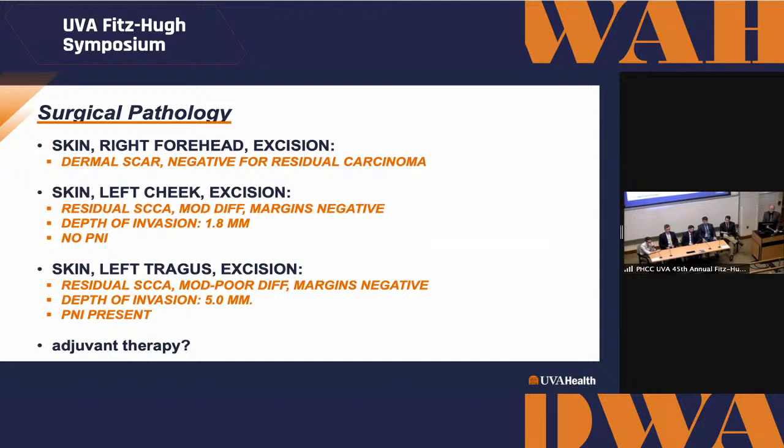Here's what we ended up with from our pathologist. The right forehead lesion was just scar. The left cheek lesion had no perineural invasion, but was still a moderately differentiated squame, depth of invasion 1.8 millimeters. And then the left tragus lesion was a deeper lesion, more poorly differentiated, with substantial perineural invasion noted in nerves at least at that 0.1 millimeter mark. So I think the challenge is adjuvant therapy.